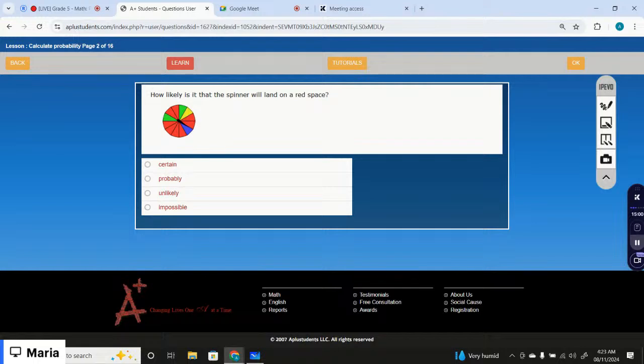The spinner has eight red portions, right? So that means the correct option is probably it will land on red color.